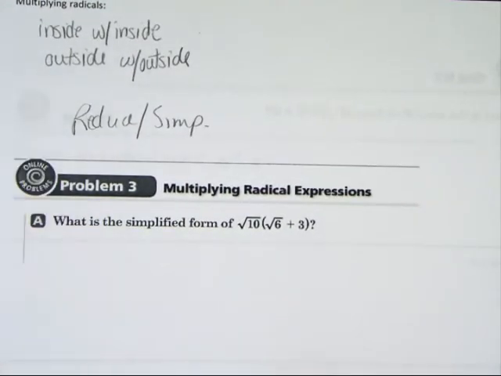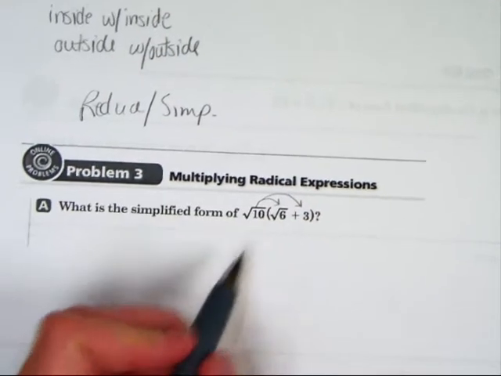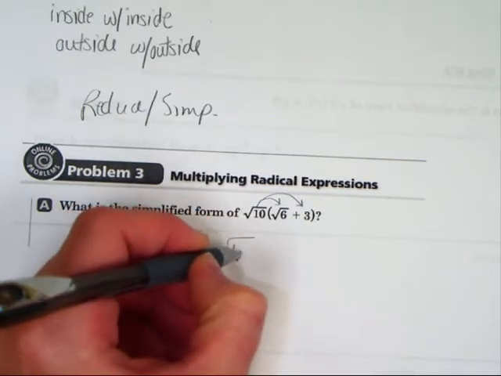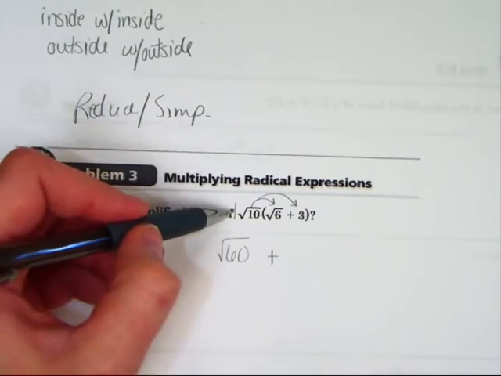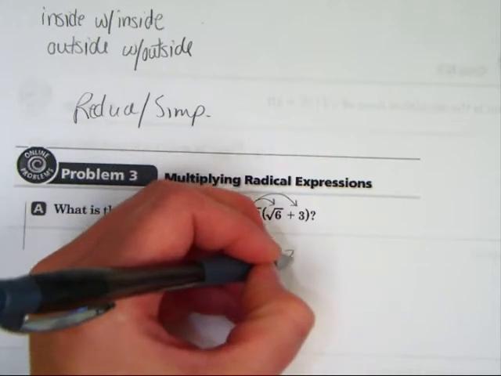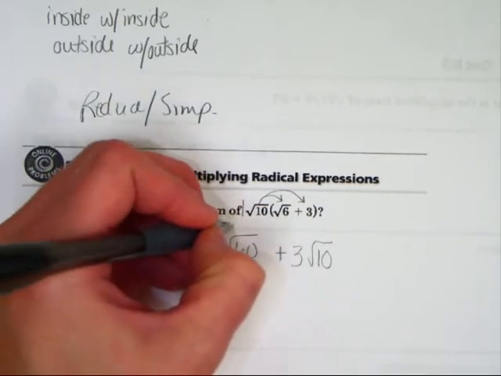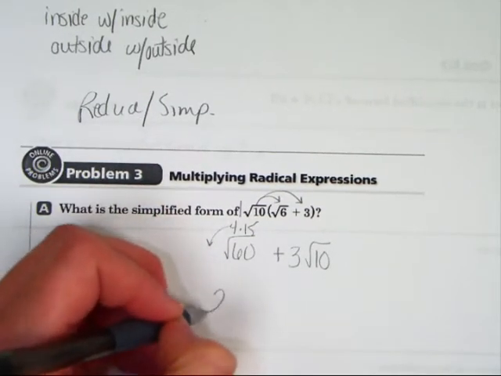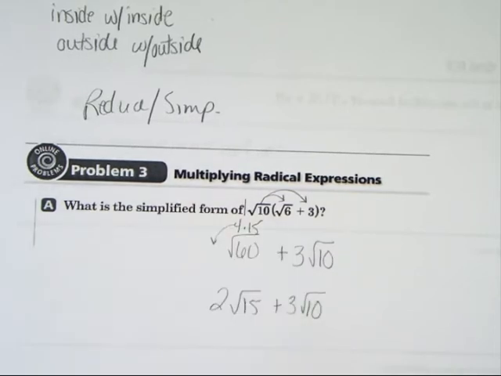Now notice this is distributing, so I'm just going to distribute like I would before. This becomes 10 times 6, inside with inside. So I get the square root of 60 plus, now if you want to put a 1 out there, you can, outside with outside. So 1 times 3 is 3, and the square root of 10 is the only thing on the inside. Now 60 is comprised of 4 times 15. Bring out the 4, so we get 2 square roots of 15 plus 3 square roots of 10.